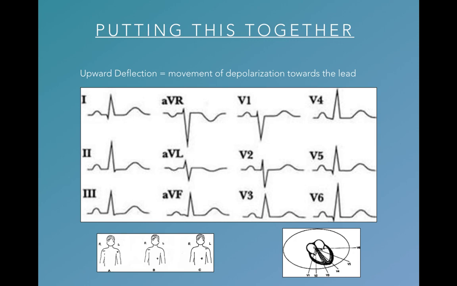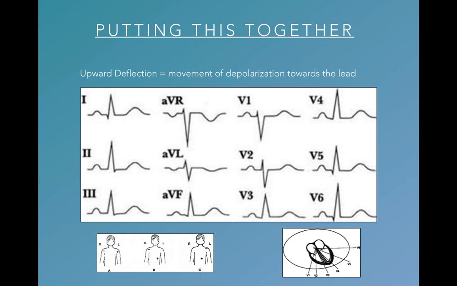So all of the deflections are negative because the depolarization of the heart is moving away from the left shoulder. So that should make sense, hopefully. And then if you look at the precordial leads, V1 through V6, you can tell that there's a change as you go from the right to the left side of the heart, meaning V1 towards V6.